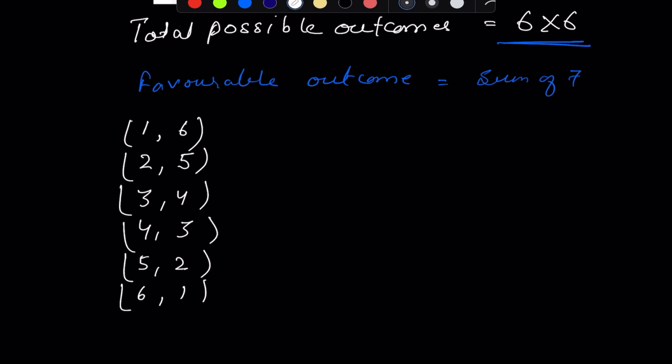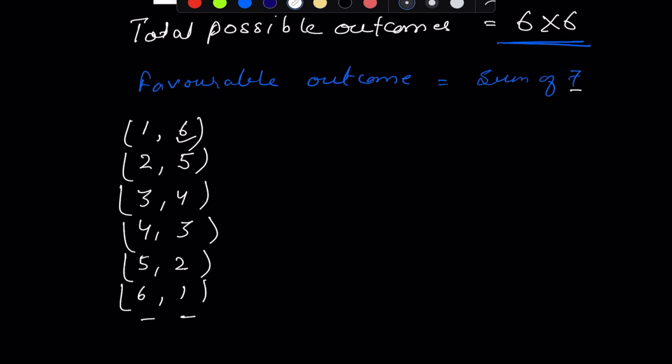Why 6 combinations? Because each dice is distinct. For example, if the first dice shows 1, the second die must show 6. Otherwise it won't give us the sum of 7. And this pattern continues up to 6 and 1. So these are the only 6 combinations that can give us a sum of 7.